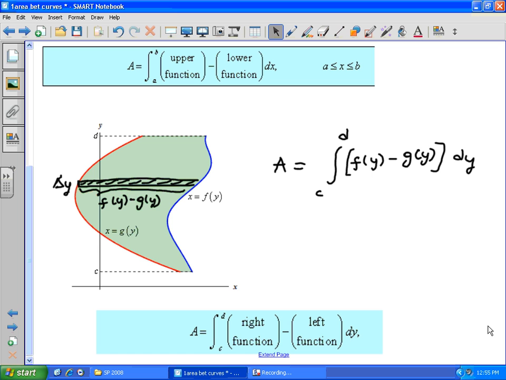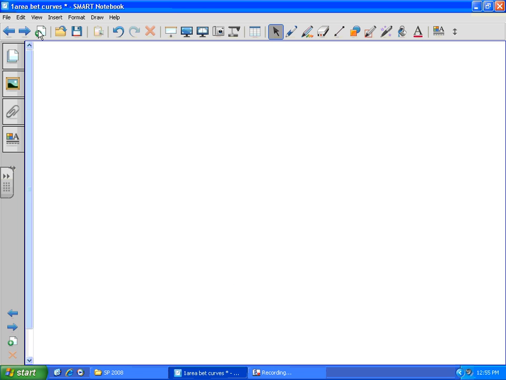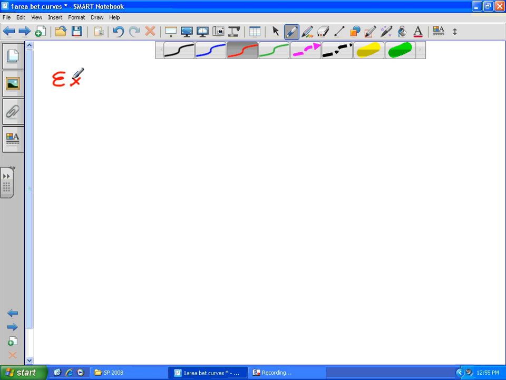Has everybody got that? Okay, so the first example. Let's find the area between y equals 12 minus x squared and y equals x squared minus 6.